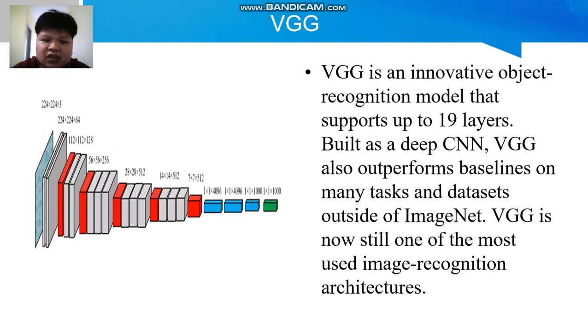Next, VGG. VGG is an innovative object recognition model that supports up to 19 layers. As a deep CNN, VGG also outperforms the baseline on many tasks and datasets outside of ImageNet. VGG is still one of the most used image recognition architectures.